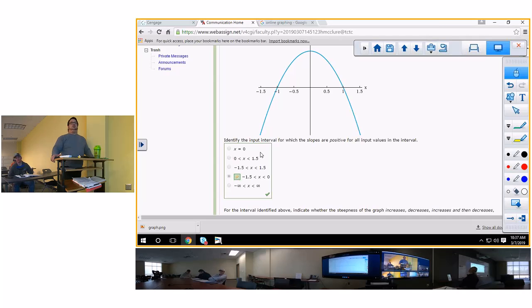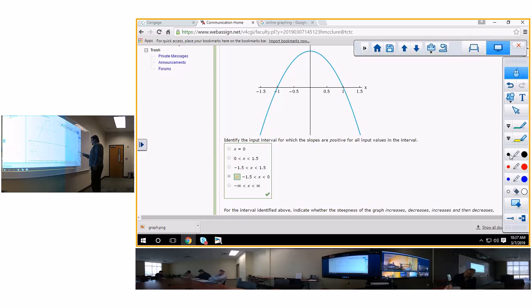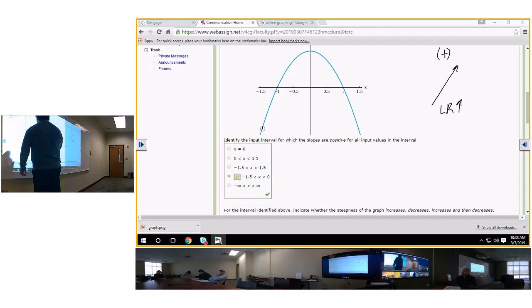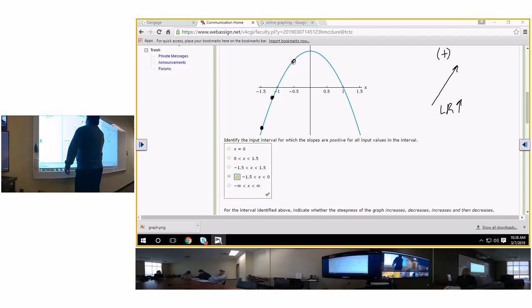Identify the domain on which the slopes are what? Positive. So what's a slope? Well, it's a line that goes left to right up, right? This is a positive slope, isn't it? Left to right up. Everybody with me? That's a positive slope. So let's put some dots here. There's a dot. There's a dot. There's a dot. Let's do one at the vertex because that's an important number.